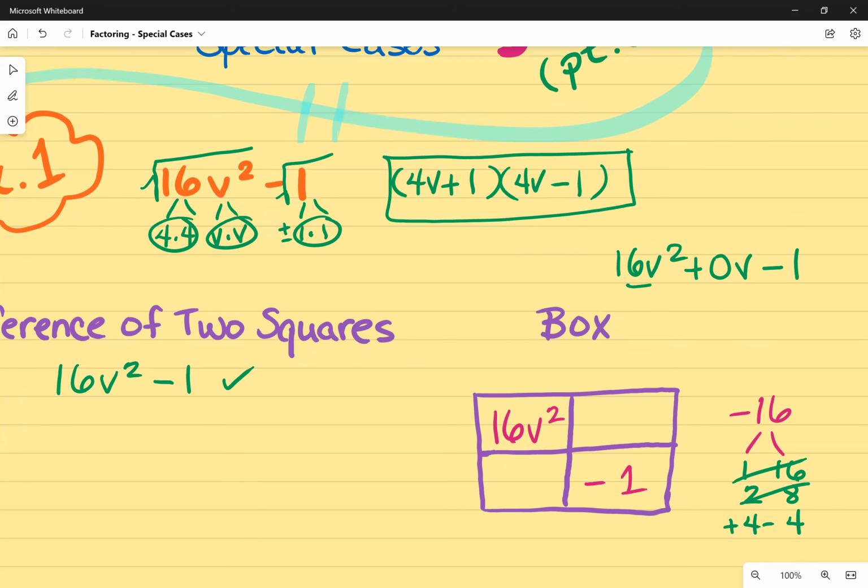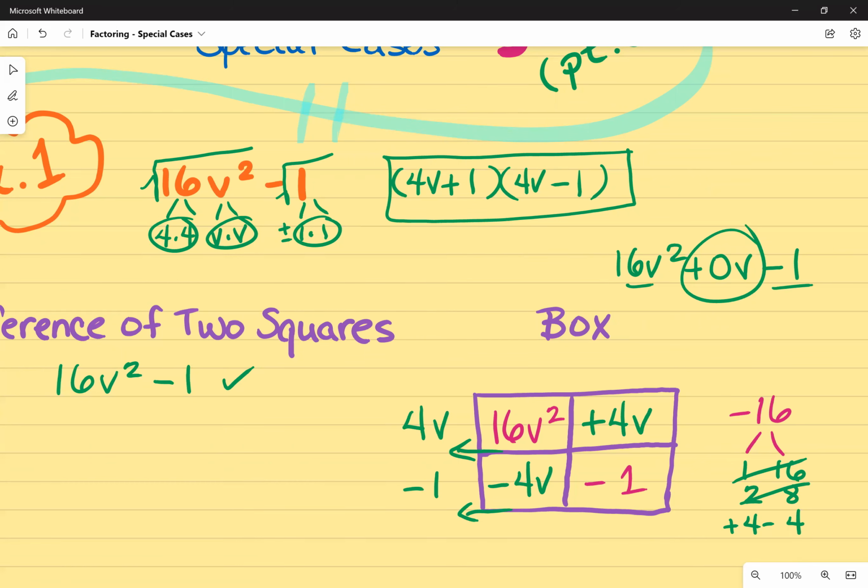So the first term went in the first box, the last term went in the last box, and I'm trying to find two numbers that will replace this 0v. So we just said that it's plus 4v and minus or negative 4v. So now if I factor out to the left, the greatest common factor of that first row is going to be 4v. And the greatest common factor of the last row, I take the sign that's closest to me, and the only number that negative 4 and negative 1 are divisible by is 1.